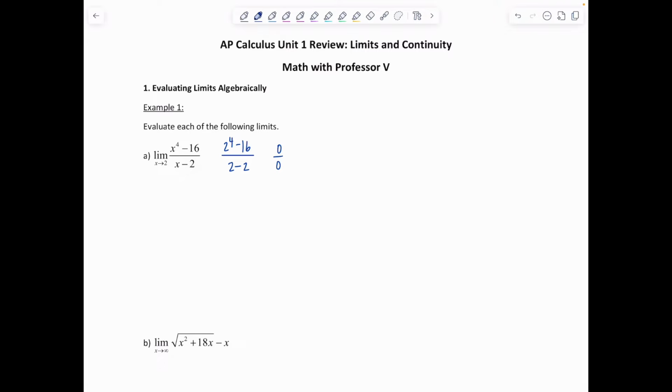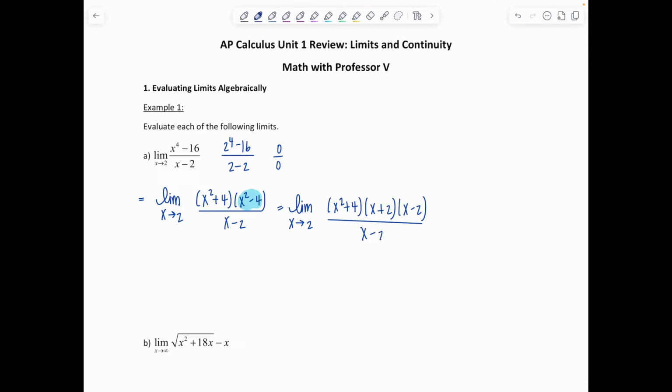Instead, what I'm going to try is factoring. I notice I have a difference of squares in the numerator. So I'm going to rewrite this. This is the limit as x approaches 2. And the numerator will factor into x squared plus 4 times x squared minus 4 over x minus 2. Now notice I haven't completely factored because x squared minus 4 is another perfect square. And make sure you still write lim in the front as x approaches 2 every step of the way until you actually are evaluating the limit. So we have x squared plus 4, x plus 2, x minus 2. X squared plus 4 doesn't factor. That's prime. It's a sum of squares.